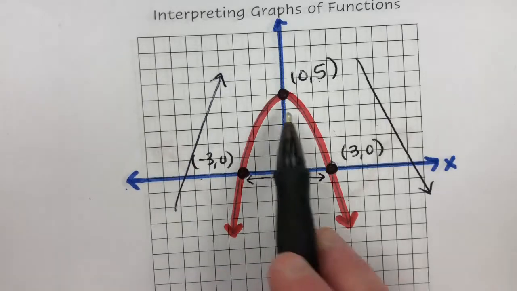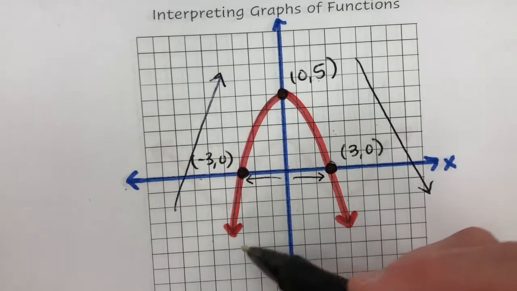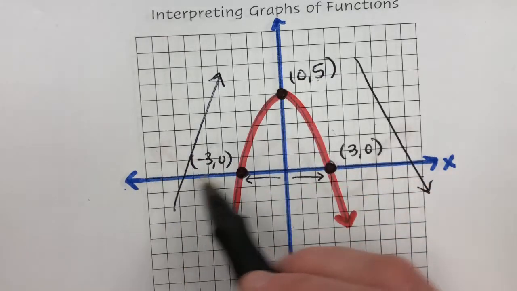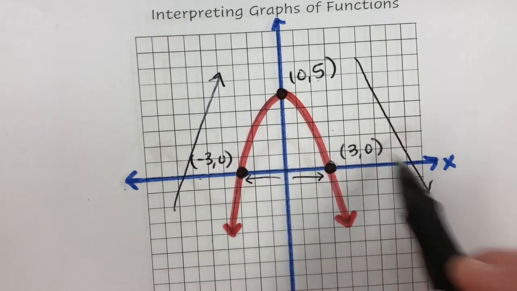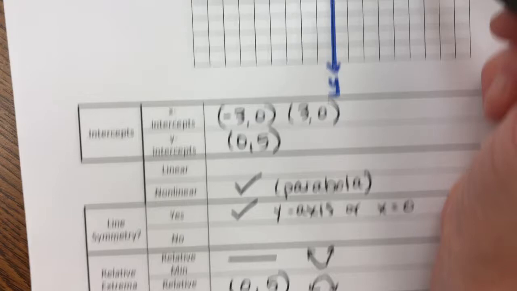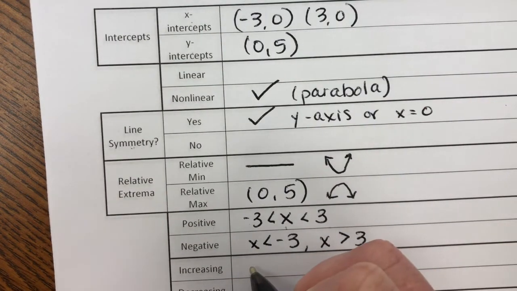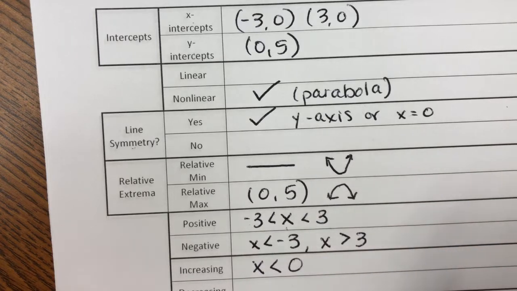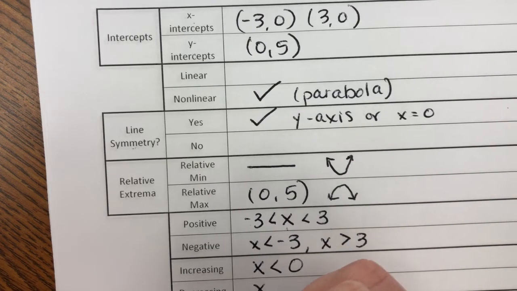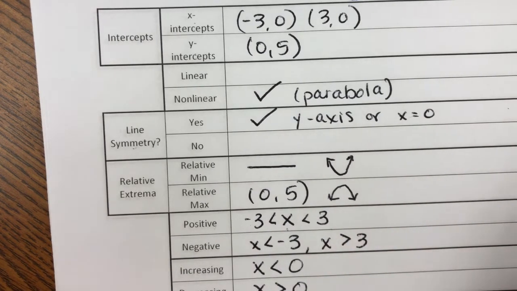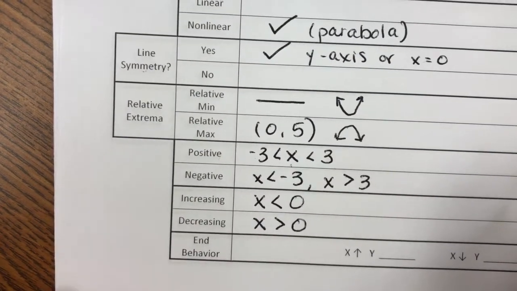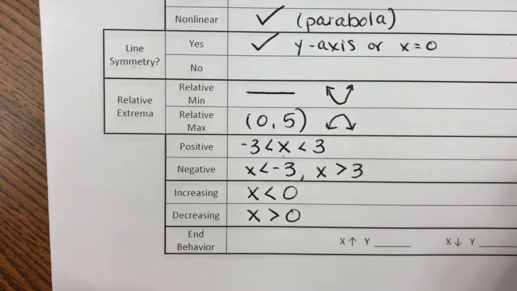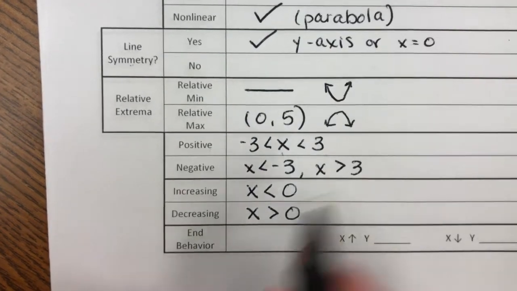As I go this way, my graph's going down. Or I guess coming up, if I'm reading left to right. My graph's coming up over here till I get to 0, and then after 0, it's going down. So it's increasing as x is less than 0, and then it goes down when x gets greater than 0. It's not doing anything when x is 0 because it's just hanging out up there, right? That's my relative maximum.